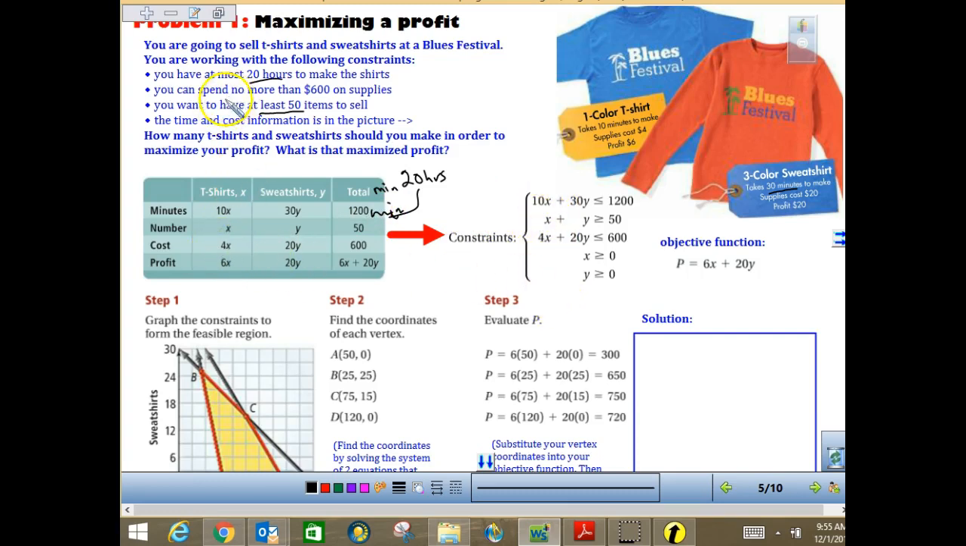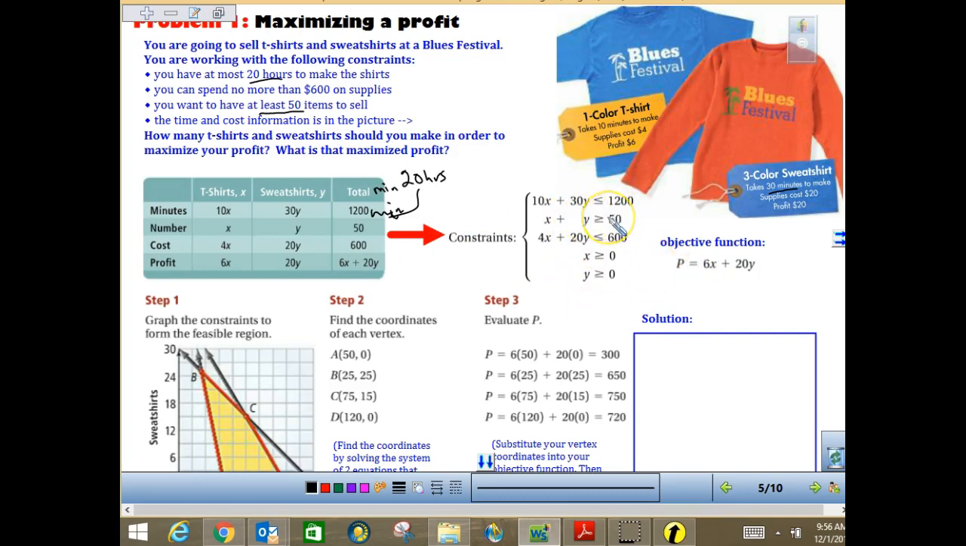The next one is our cost, that's our expenses. $4 to make the blue one, the t-shirt, $20 for the other one. We want to spend no more than 600, and no more than 600 means we want it to be less than or equal to 600. Then again, you can't have negative numbers, so x and y, t-shirts and sweatshirts, both have to be greater than or equal to 0.